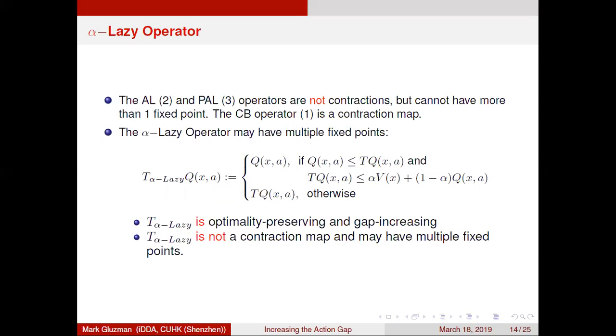The paper doesn't say anything about the existence of a fixed point, so it's unclear. The only positive is that it cannot have more than one fixed point. If there exist two fixed points, then they should be equal. One can prove something like that. So these are two results. The third result in the paper is that they propose an alpha lazy operator that may have multiple fixed points, but this operator is still optimality preserving and gap increasing.